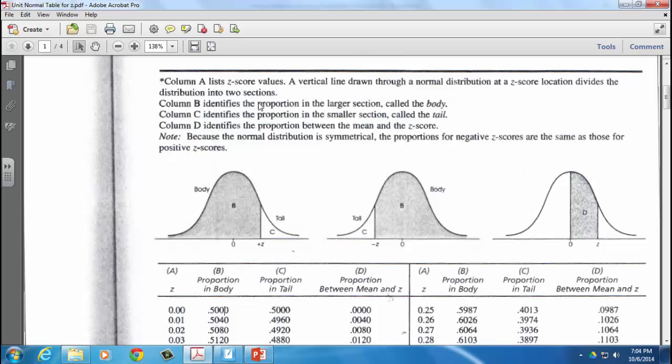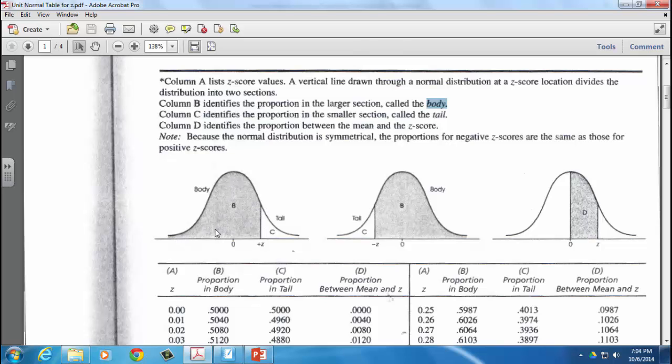Okay, column B. B stands for the proportions in the body. Now the body is simply the larger section. So for example, let's say this represents a z-score of 2. If we wanted to know the probability of randomly selecting a score from this data set with a z-score less than 2, that would be all this. That would be a body.